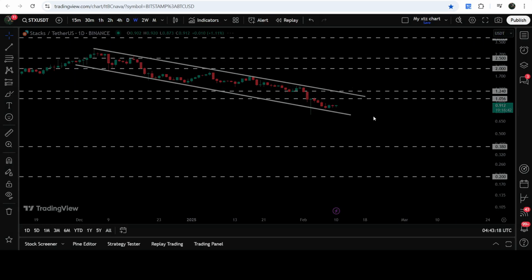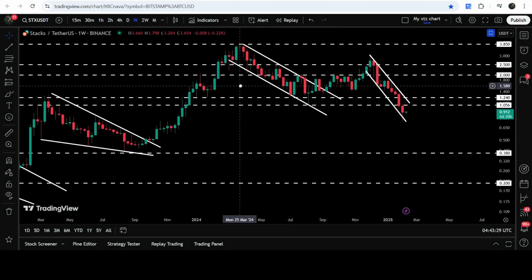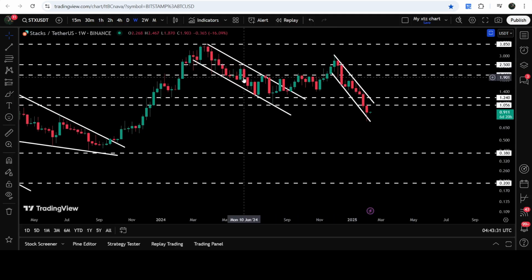If you take a look at the weekly time frame chart, then you can see that this $2.50 was previously working as a resistance here and now again, it can work as a very, very strong resistance. Before that, we have another very, very strong resistance of $2 as well. And here you can see that for several weeks a month, it had been working as a resistance. And before that, here it was also working as a resistance as well. And here it was working as a support.